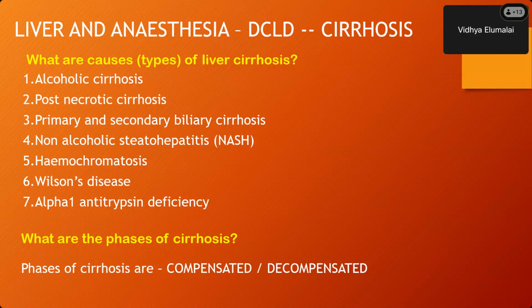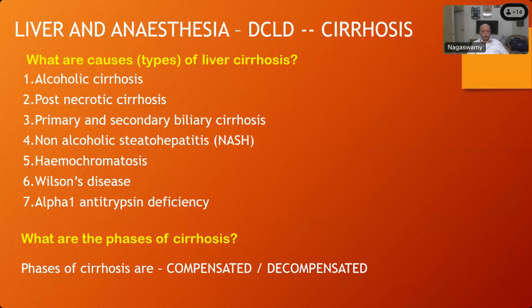So the phases of cirrhosis are, for a long time, the liver gets compensated. How is the liver able to withstand the insult? Supposing somebody drinks about 1 liter of alcohol every day, from morning to night, for 5 years, 10 years, and the liver gets so much inflamed, but still it does not fail and become decompensated for a long time. How is it possible?